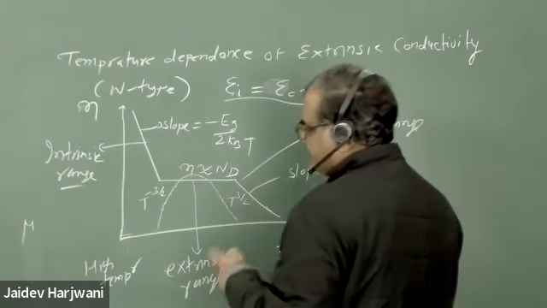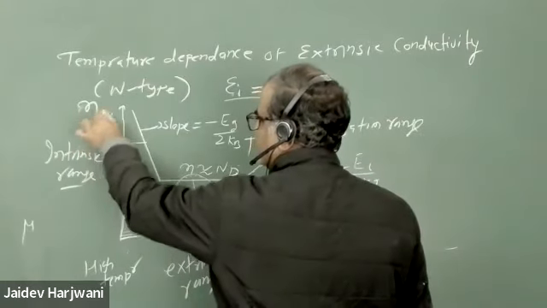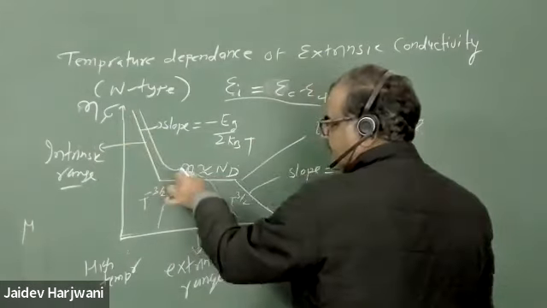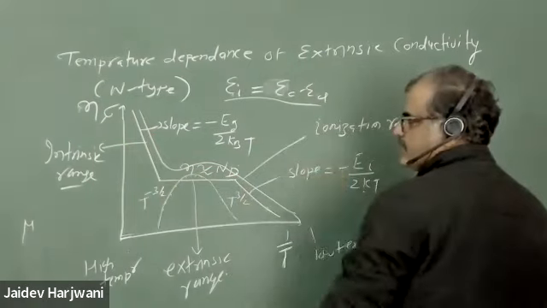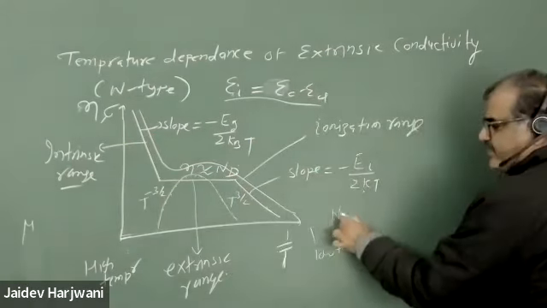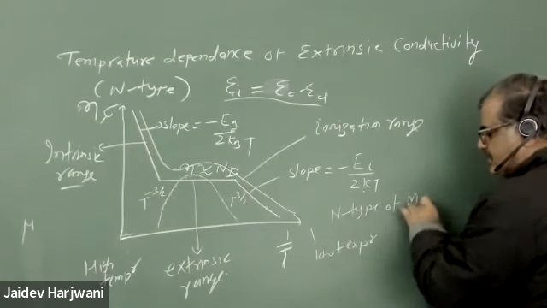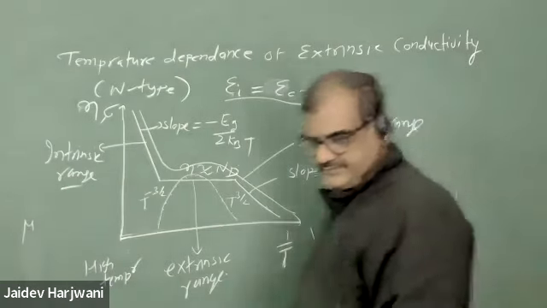Now the graph will be the same for both. If I plot a graph of conductivity, this graph will be the same. Here you just have a bump, and here you go like this. So this is the conductivity of n-type material. This is the n-type material, the temperature dependence of conductivity.